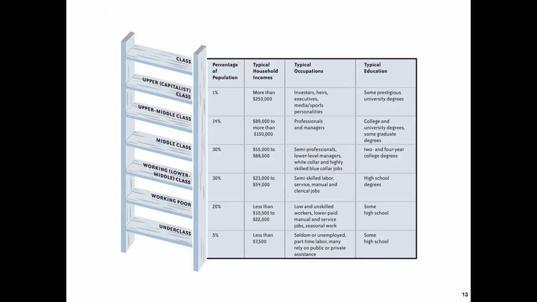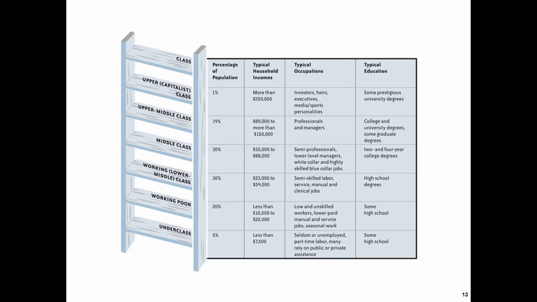Here is a chart. That's one way, I believe this is in your book, one way of breaking down the class structure in the United States. You will note there is a difference between working poor and underclass placed here.